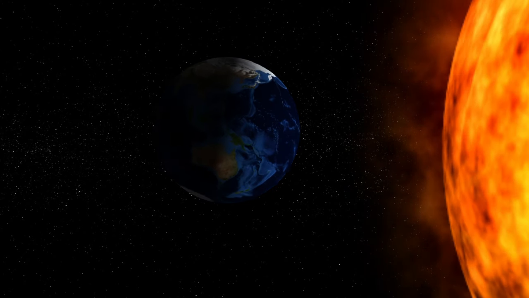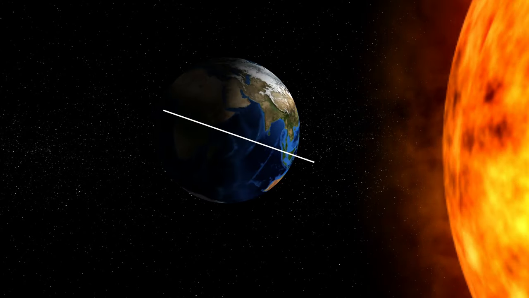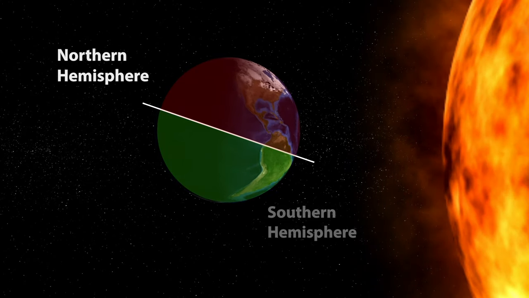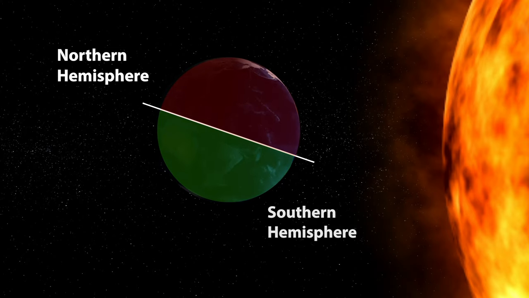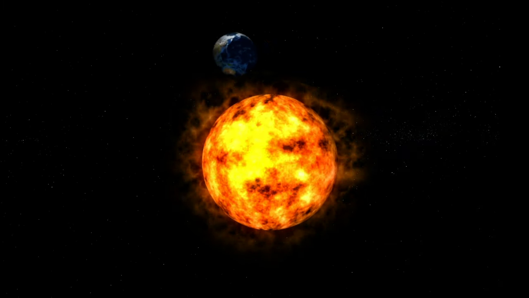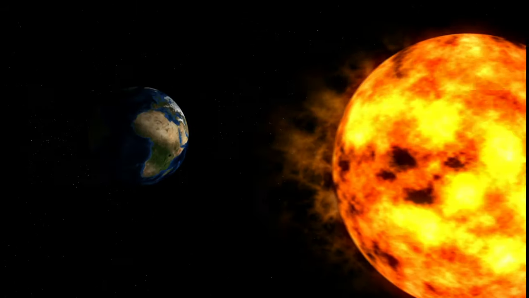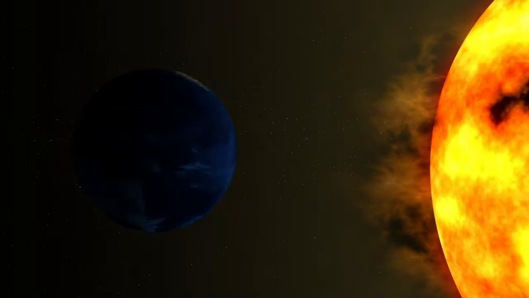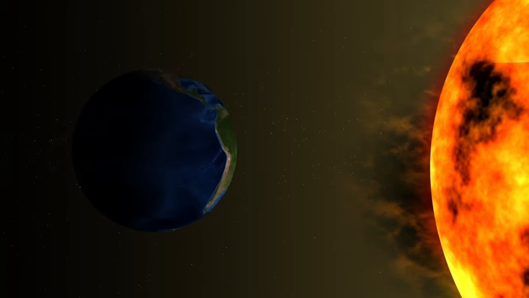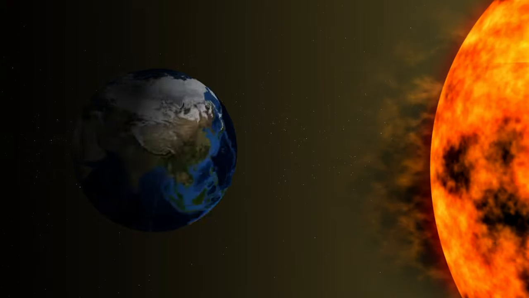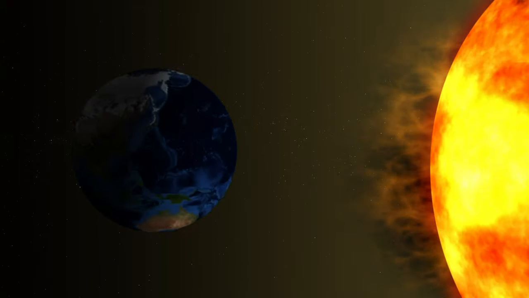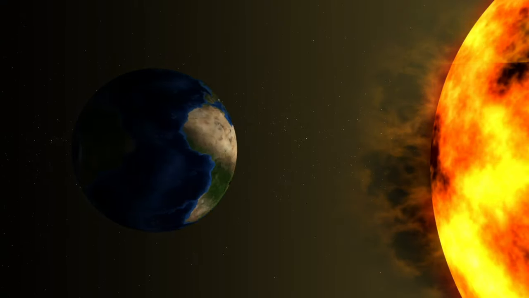The Earth can be divided into two parts, called hemispheres. There's the northern hemisphere and the southern hemisphere. When the Earth is positioned here, the northern hemisphere is tilted towards the Sun. It receives more direct sunlight than the southern hemisphere. This results in warmer weather and more hours of daylight. It's summer!